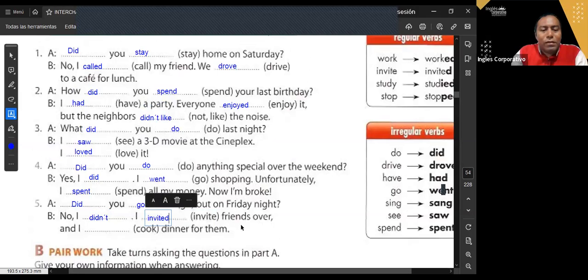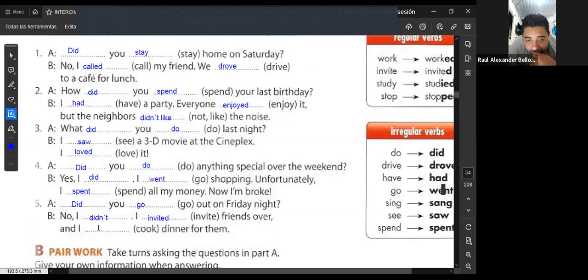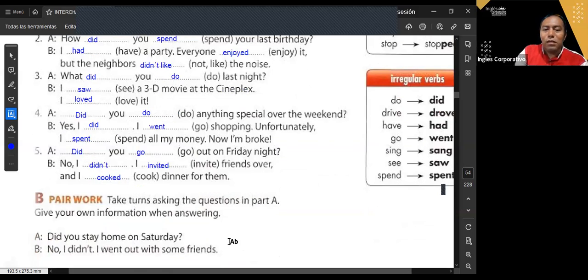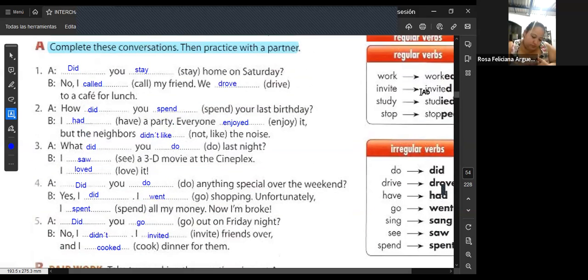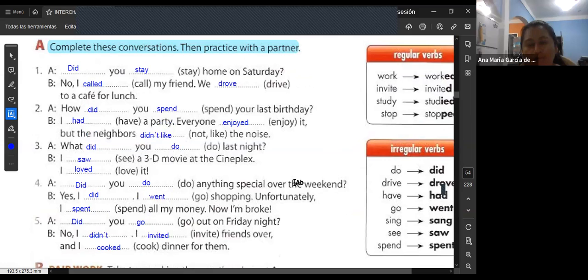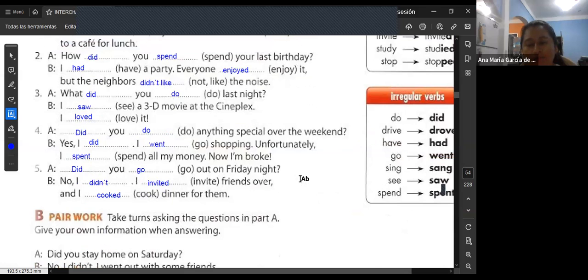I invited. Over. So the next one, I cooked. No cooked, ¿verdad? I cooked dinner for them. Okay. Do you have any question about this exercise? ¿Tiene alguna pregunta con este ejercicio? No questions. Very good.